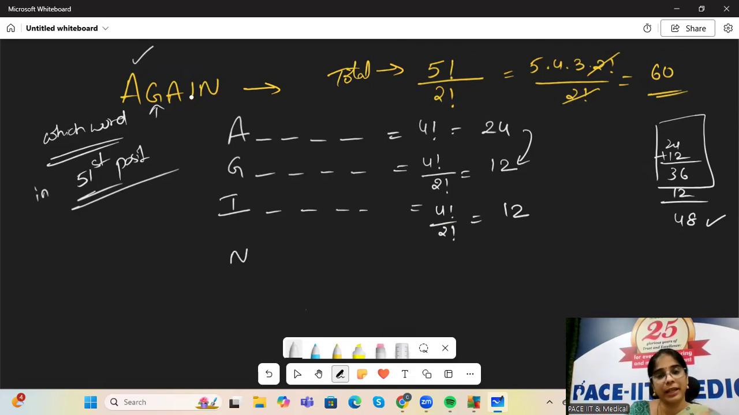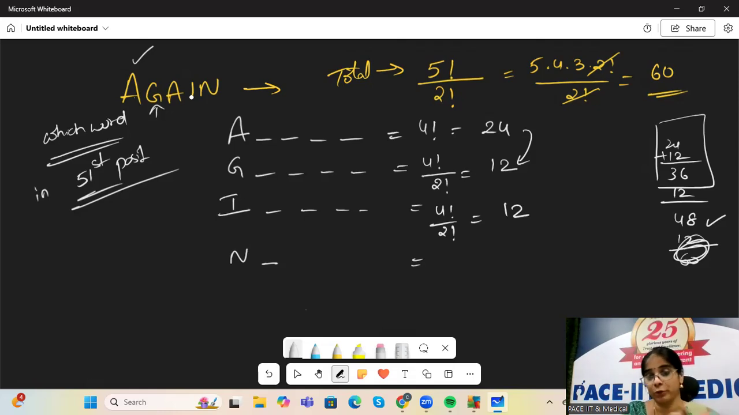Now starting with letter N. If I take all the words starting with letter N, again 4 letters remaining, that means another 4 factorial by 2 factorial, that is again another 12. If I add, what do I get? I get 60 count, which is crossing my 51. So from here, I have to open my position for the next place. Remember that. You cannot take all the words starting with N, which is crossing your 51st position.